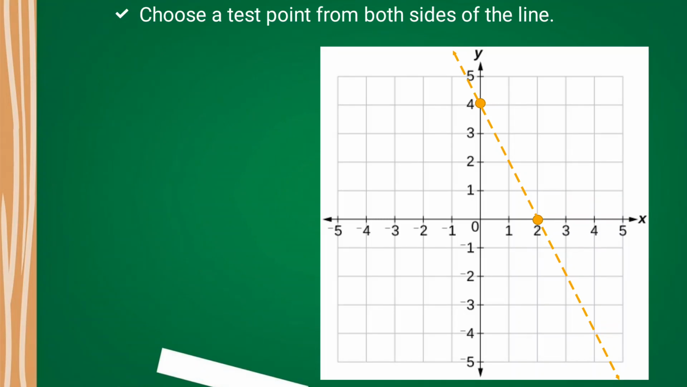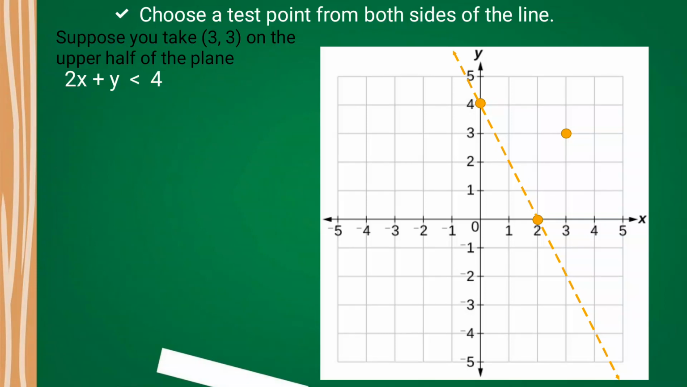So, unahin natin yung ating upper half of the plane. Ito muna daw pong nasa right side natin. Suppose you take 3, 3 on the upper half of the plane. So, nasan si 3, 3? Ayan po si 3, 3. So, therefore, ito yung nasa taas natin, upper right half of the plane natin. So, kahit anong point, pwede pong piliin. Pwede si 3, 4, 3, 5, 4, 5, 5, 5, o kahit anong point na nasa taas natin. Pwede natin gamitin. So, therefore, substitute natin siya sa original given natin.